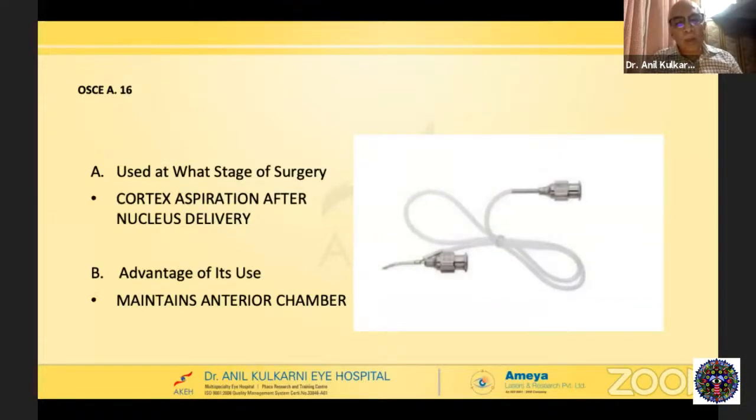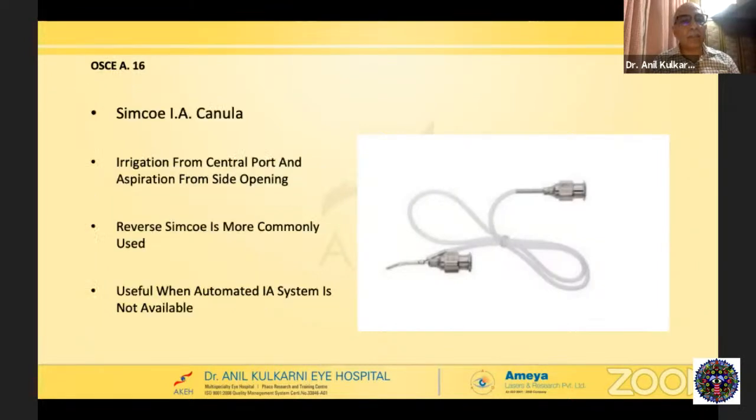Is used at what stage of surgery? It is used for cortex aspiration after nucleus delivery. Advantage is that it maintains the anterior chamber because on one side the fluid goes inside and you are removing the cortex, so the AC does not collapse.